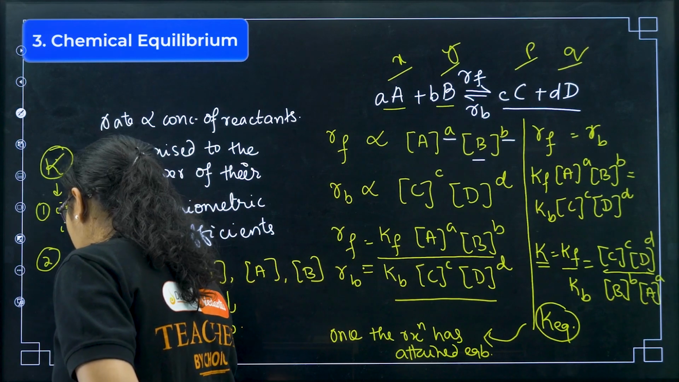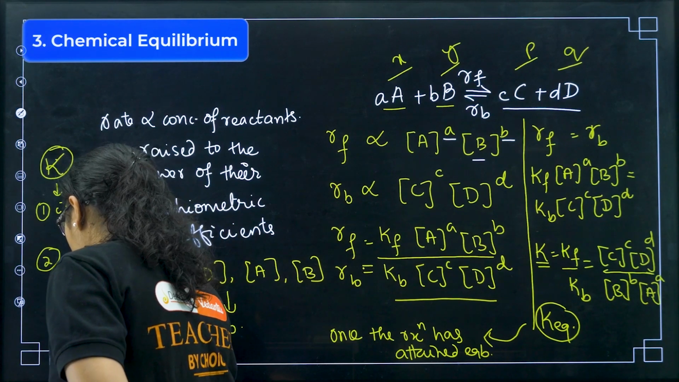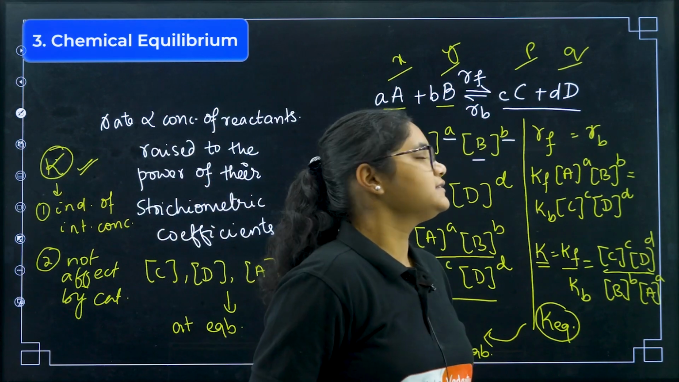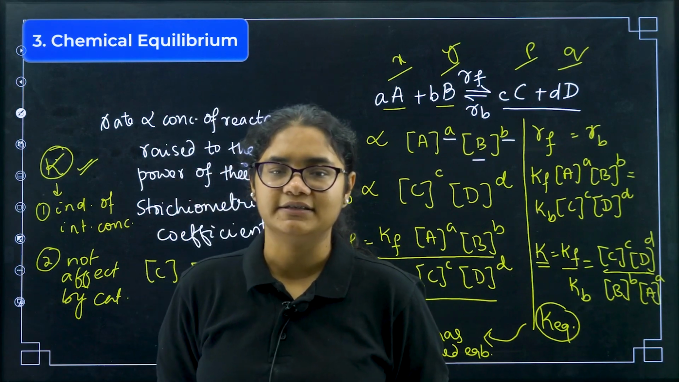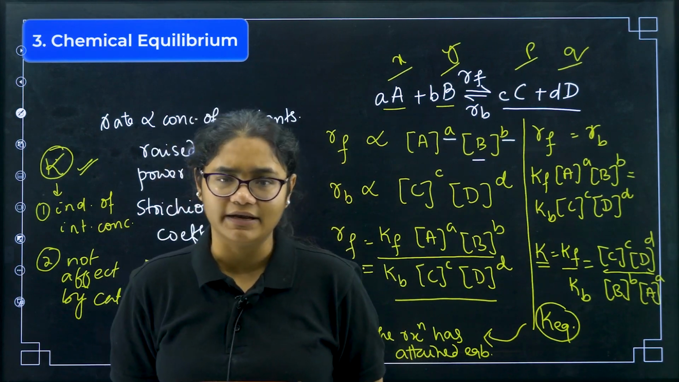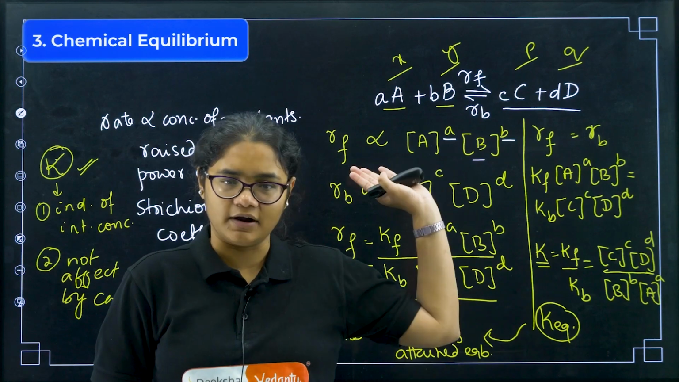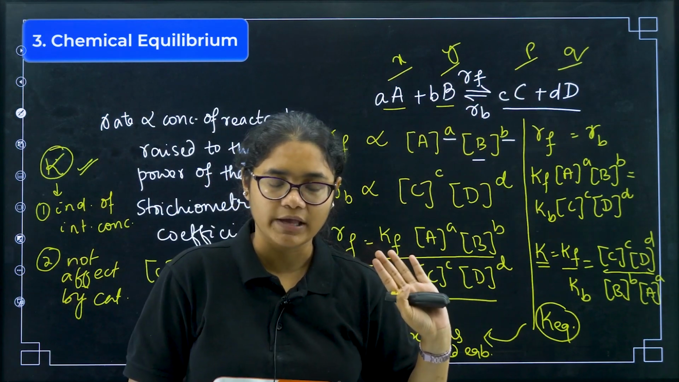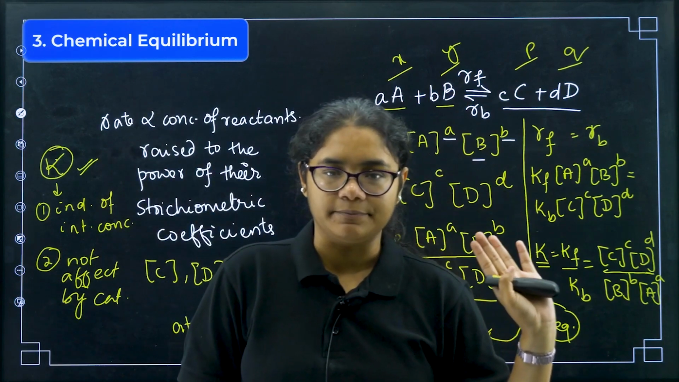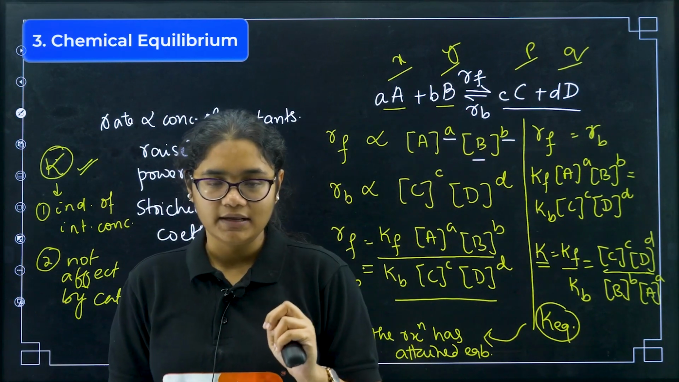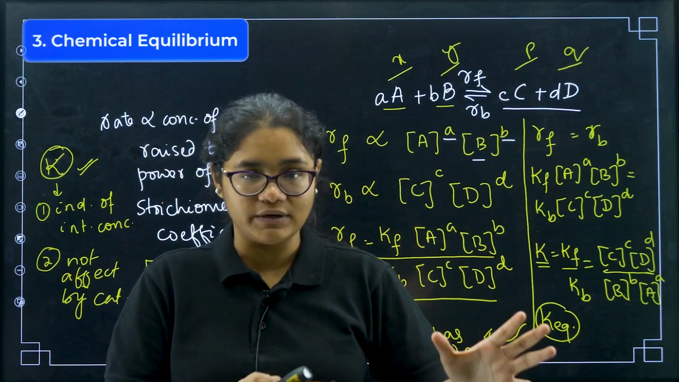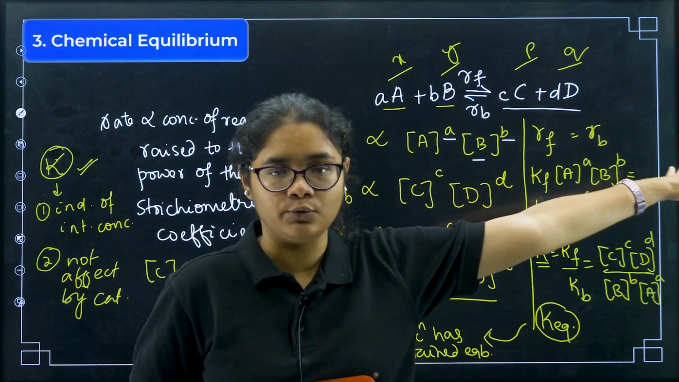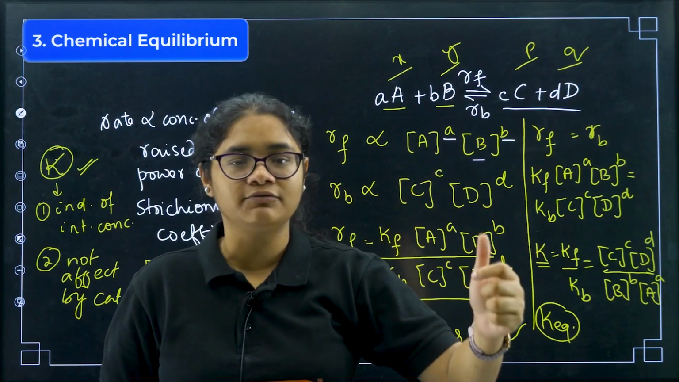Okay, next, it is not affected by catalyst. Now what is the meaning of this? Suppose you have done this reaction, A plus B gives you C plus D, and the reaction has proceeded, and after 15 minutes the reaction attained equilibrium and the concentrations are X, Y, P and Q at equilibrium. Now if you use a catalyst, then the reaction will attain equilibrium in 5 minutes. But the concentrations still will be X, Y, P and Q. These concentrations will not change even if you use a catalyst.